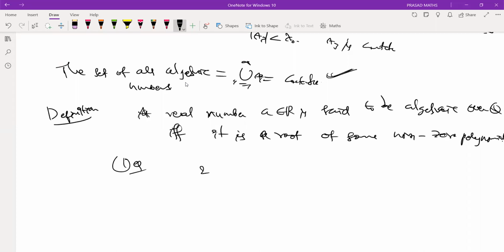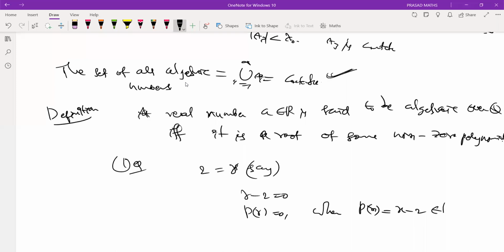Yes, sir. Suppose 2x plus 3 is equal to 0, you can say x equals minus 3/2. You can take this as r. Suppose r equals 2, so r minus 2 equals 0. So I can take p of r equals 0 where p of x is equal to x minus 2.